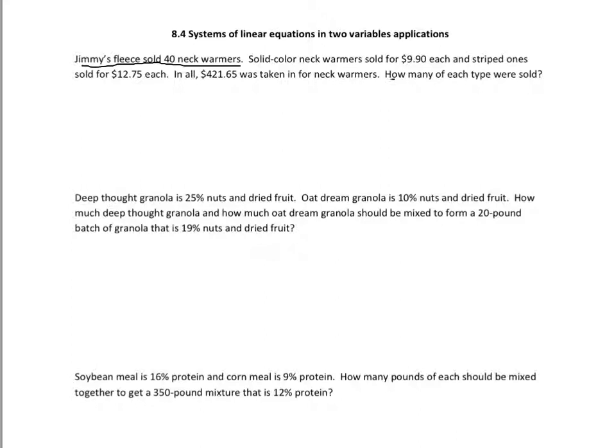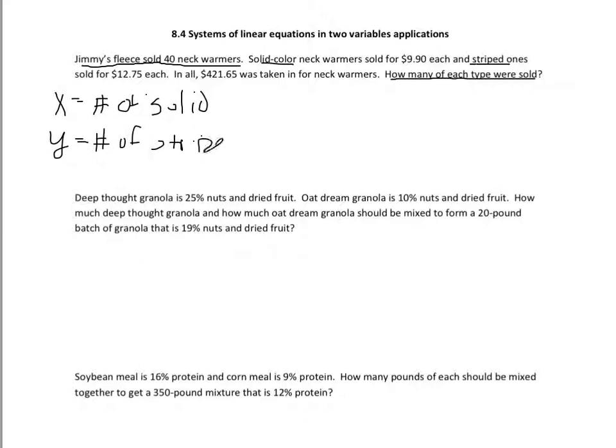Now, when it asks how many of each type are sold, well, we have solid color and we have striped. So these are the ones we're talking about. Because it asks how many of each were sold, that's how we're going to define our variables. We're going to set x equals number of solid, and y equals number of stripe. So this is the number of solids sold, the number of stripes sold.